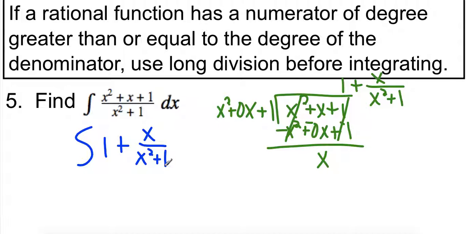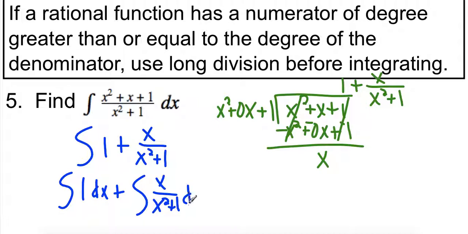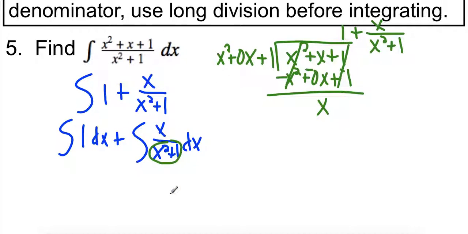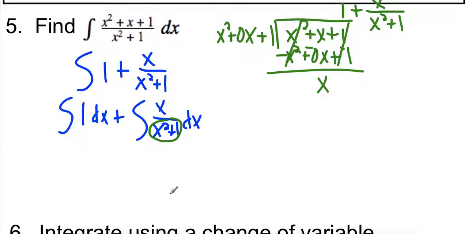Now you can split this up into two integrals. So we're going to do the antiderivative of 1 dx plus the antiderivative of x over x squared plus 1 dx. And now you'll notice that the degree of the denominator is greater than the degree of the numerator, so my u substitution is going to work here. So let's actually get this done. Over on the left side, the antiderivative of 1 is just x. You can just go ahead and do that.